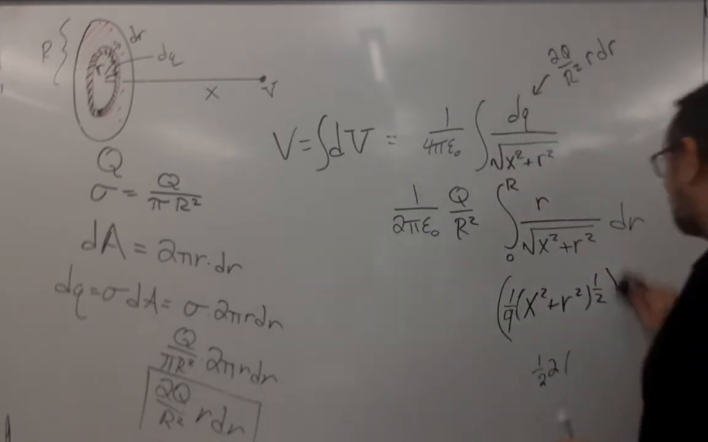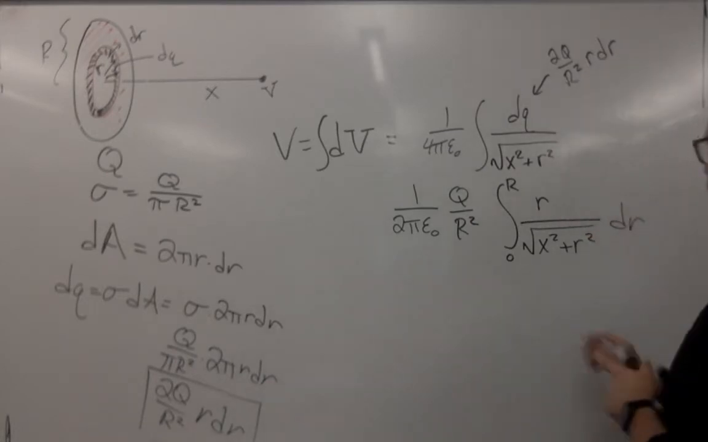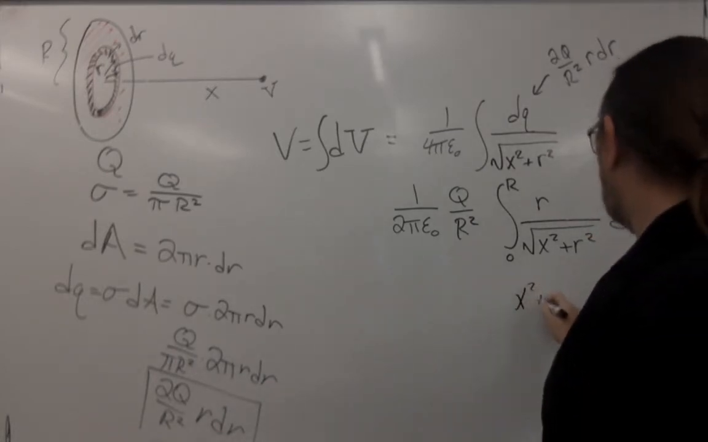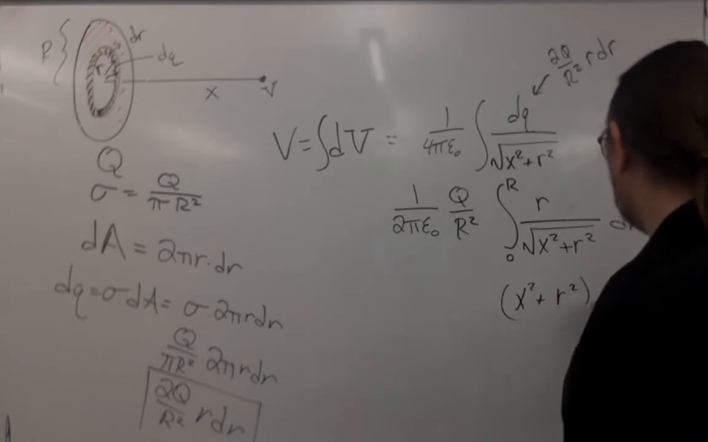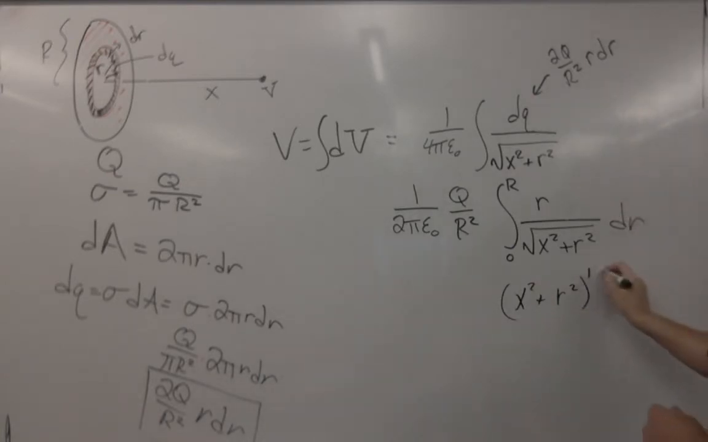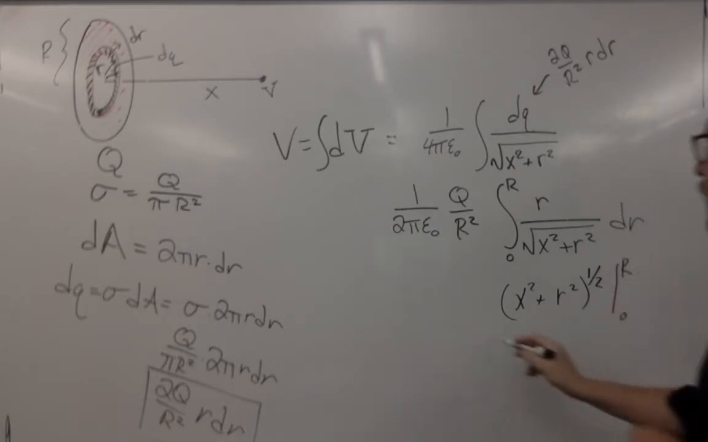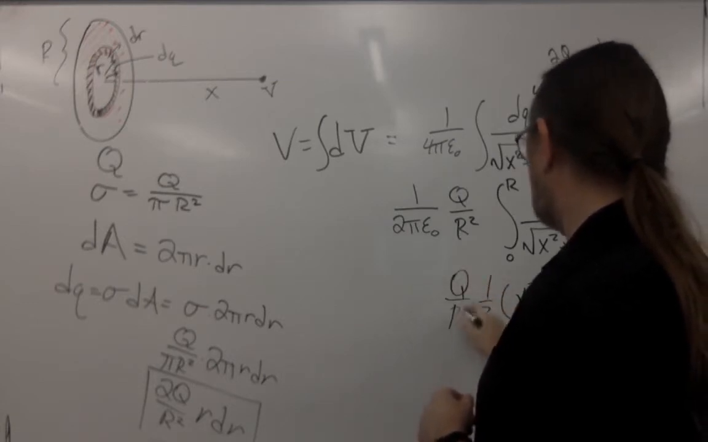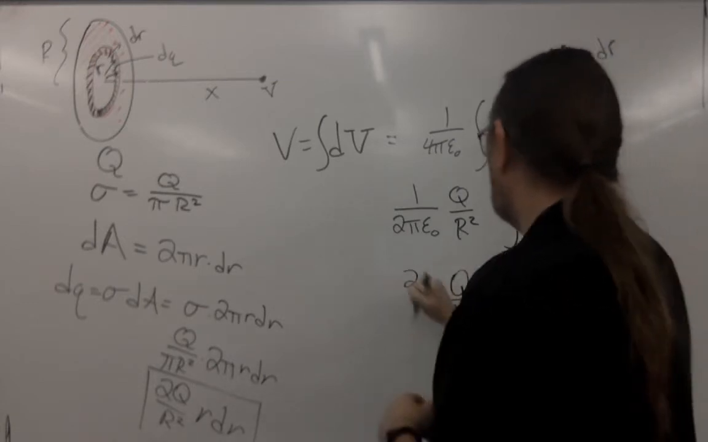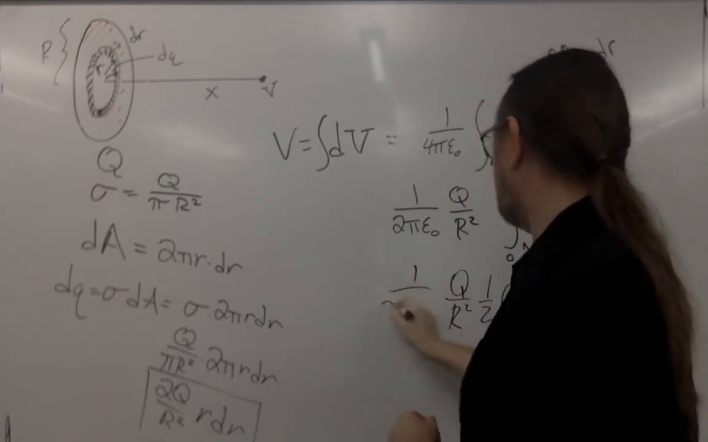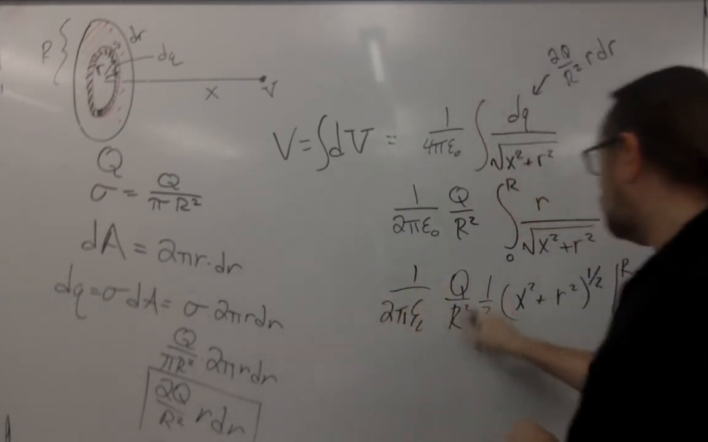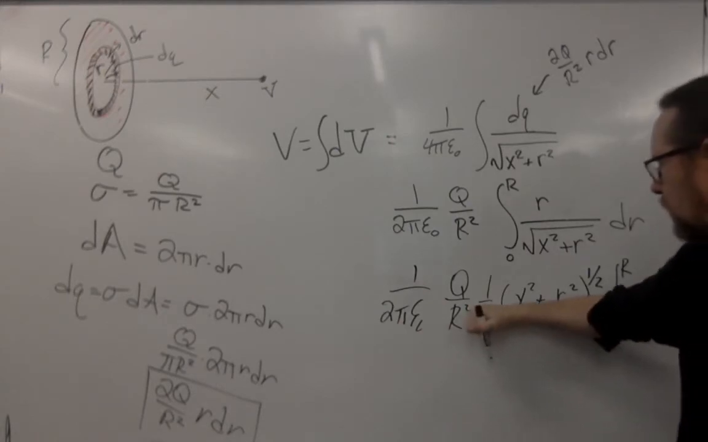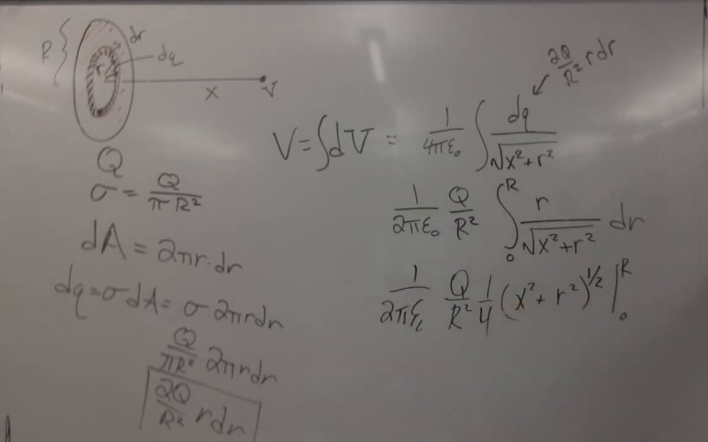But modulo a factor of 1/2, this is just x squared plus r squared to the 1/2, evaluated from 0 to r. And there's a 1/2 or a 1/4 out there. We can check the book later and see what the book says the answer is. 1 over 2 pi epsilon 0, Q over r, 1/2, I think it's actually 1/4, times x squared plus r squared to the 1/2 power.